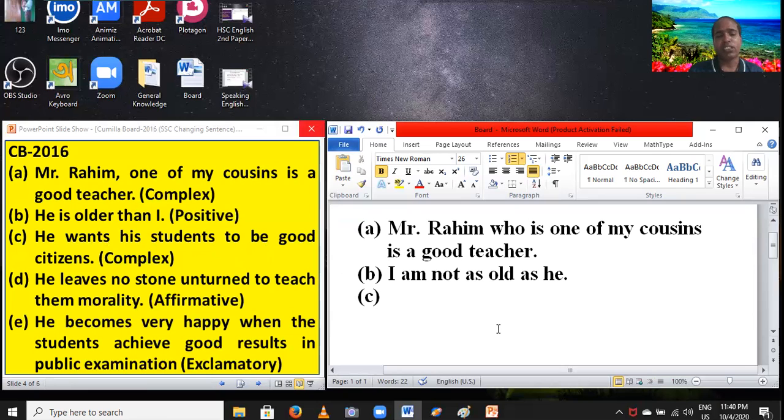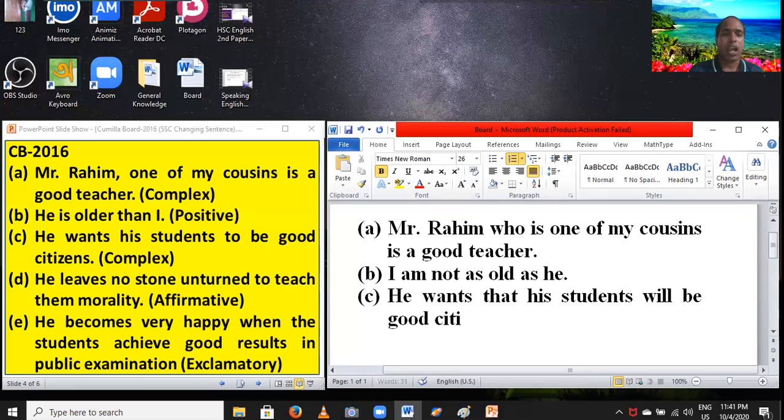Dear students, firstly, you have to write he wants, W-A-N-T-S, wants, and you have to set that, T-H-A-T, that. Then you have to write the object as subject, his students, H-I-S, his, S-T-U-D-E-N-T-S, students. And then you have to set will instead of to, W-I-L-L, will. And then you have to write be good citizens, G-O-O-D, good, C-I-T-I-Z-E-N-S. This sentence has now become complex. You can change into complex by using this formula.